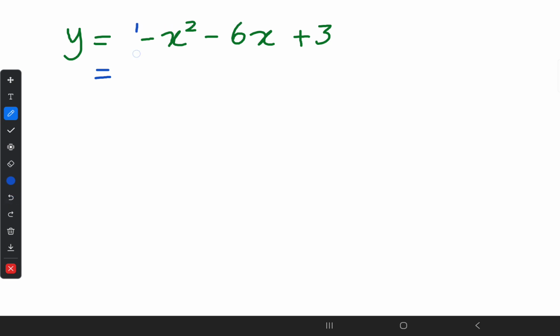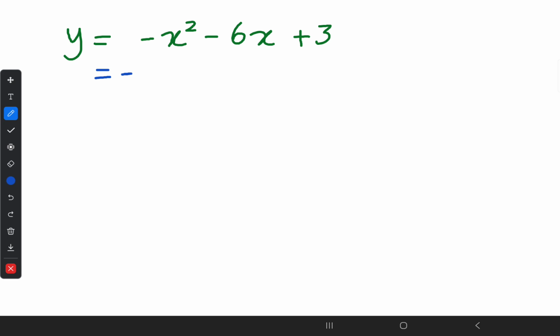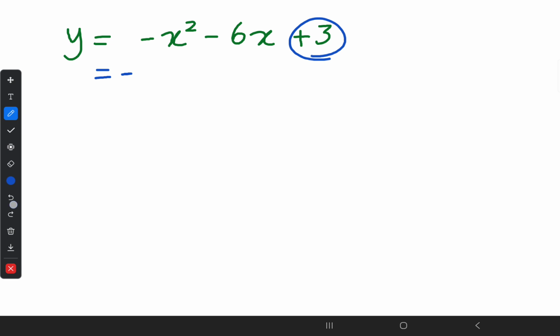Since both are having negative, you cannot make the square with the negative number. Negative x square does not have any squaring factor. So you need to make negative a common factor in these two terms only. No need to bother about this external one, just keep it outside. In these two, you have to take negative as a common factor. It will become x square, minus and minus as a common factor, you will have positive 6x.